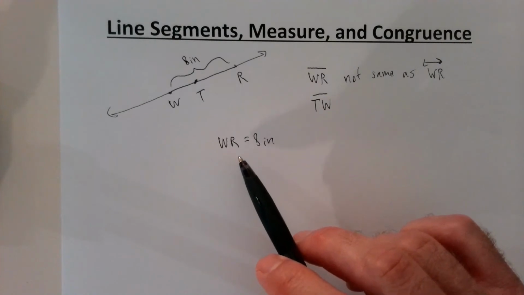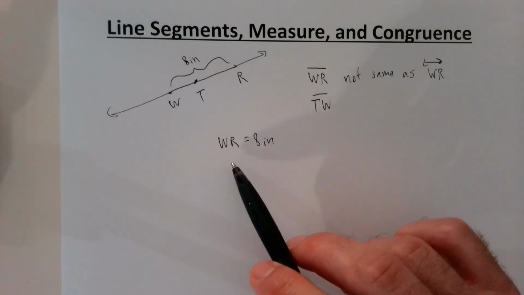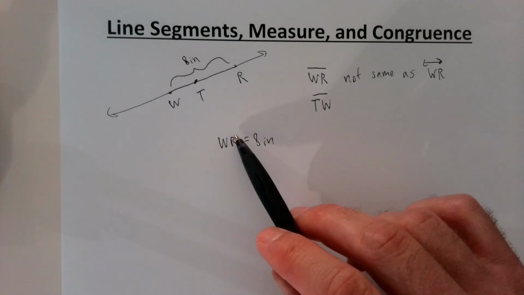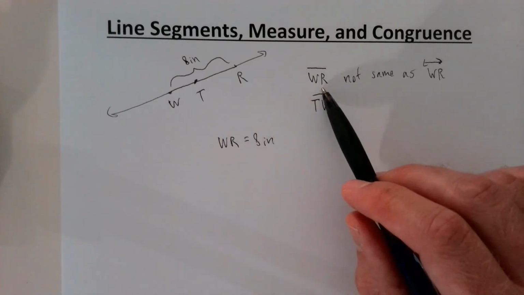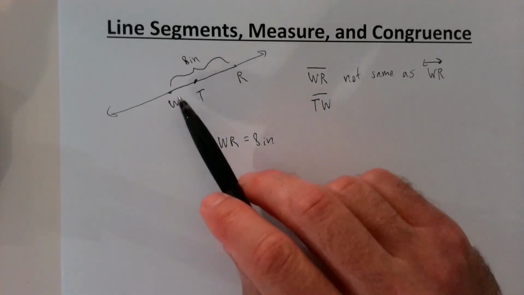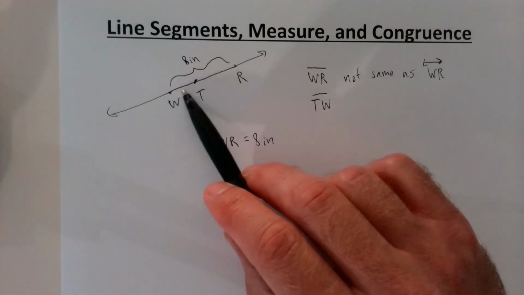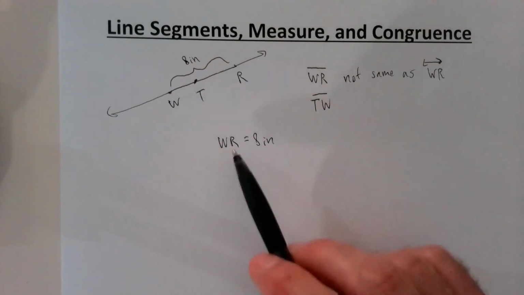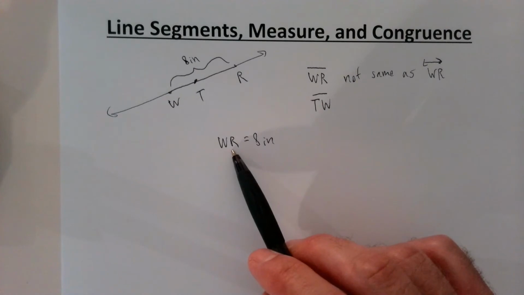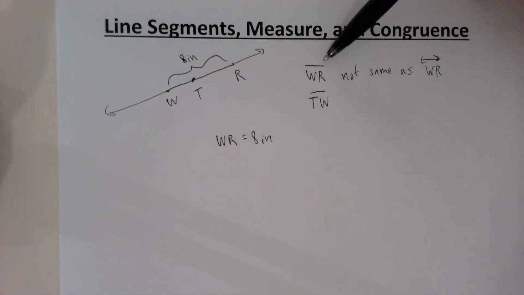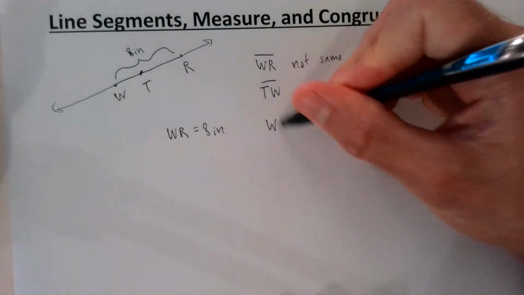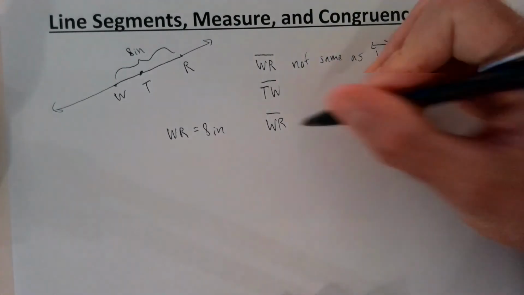This is something that bothers a lot of students, I get it, but whenever we do not have that symbol above, this is talking about the length of that segment. So this is the segment itself. It's describing each point, each set of positions in this plane from W to R. This is telling us how far apart those things are. One of them is a number, the other one is an actual set of points. So one thing that we will not write is WR with a segment symbol equals 8 inches.